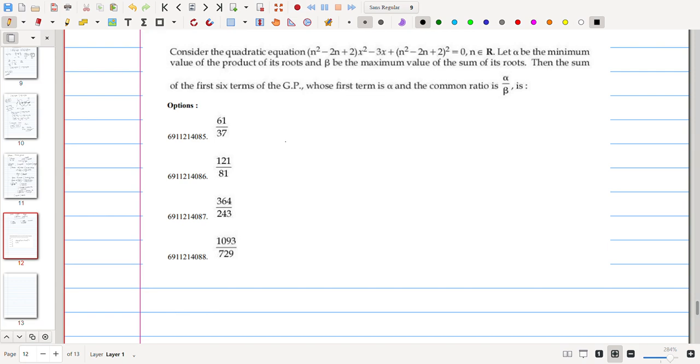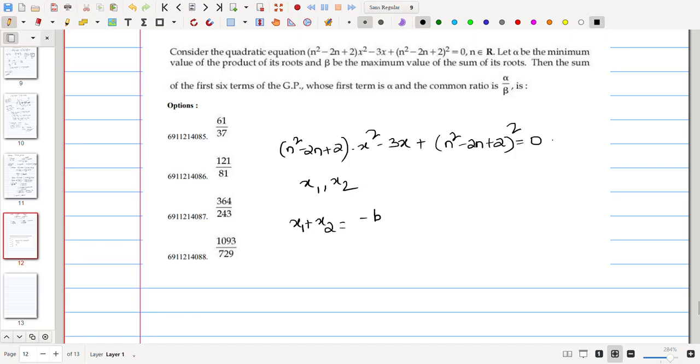So the given equation is (n² − 2n + 2)x² − 3x + (n² − 2n + 2)² = 0. This is the quadratic equation. Let us take x1 and x2 as the roots. Then the sum of roots formula is x1 + x2 = −b/a. Substituting the values: −(−3)/(n² − 2n + 2). So the sum of roots is 3 by n² − 2n + 2.